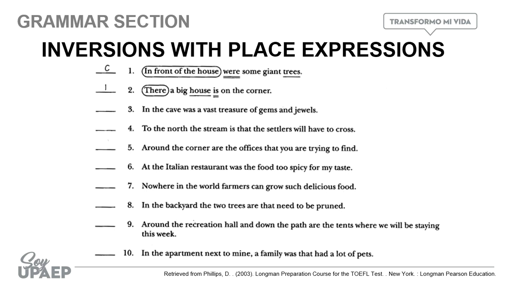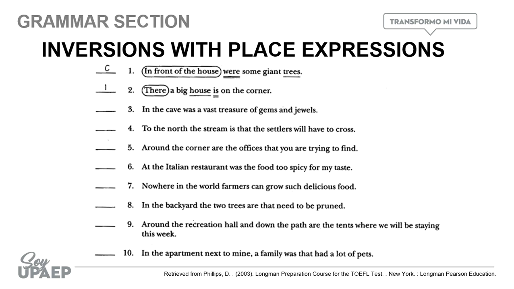Okay, let's do this exercise. Let's start with number 1 and 2, and later you will be able to work on your own. Number 1 says, in front of the house were some giant trees. The sentence is correct. Why? Because the sentence starts with a prepositional phrase, right?